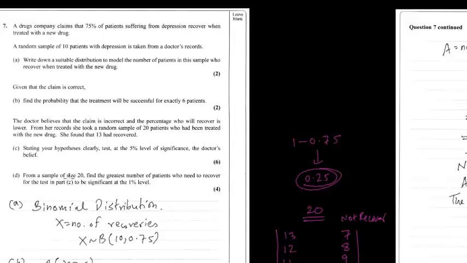Okay, now what we have to do, from a sample of size 20, find the greatest number. Remember, whenever they say greatest number, they're actually talking about the random variable. Whenever they talk about the greatest number in a hypothesis test, they're just doing the reverse, meaning the random variable. The random variable in a hypothesis test is called the critical value. So anyway, we need to recover for this test in part C.